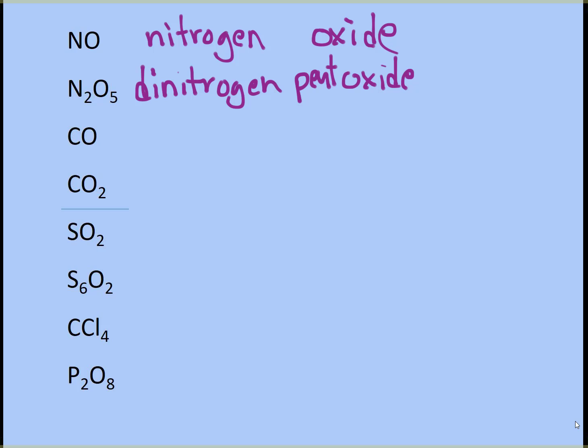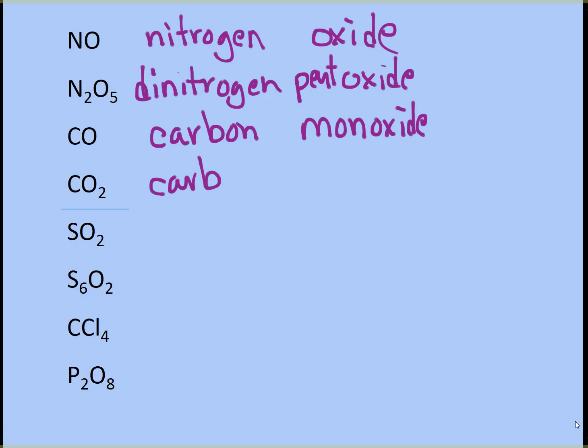So from the name, you can write the formula. This is one of the ones that has the mono. So this is carbon monoxide. And this next one is carbon dioxide. And it's okay to guess on your homework and then look them up on Google.